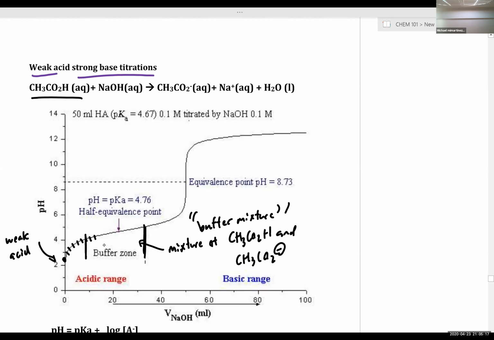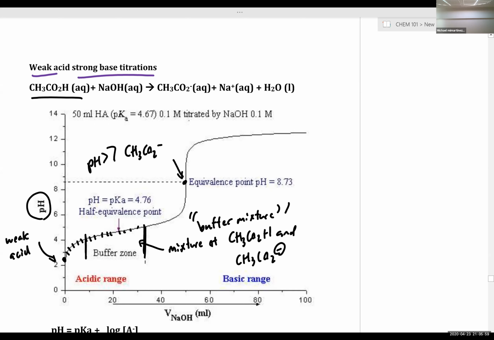Does everyone notice in this buffer region, is the pH changing a lot or a little? Is the pH changing substantially in this buffer zone? Or is the pH changing very slowly? So I see a lot of people typing that it's changing very slowly, and that's because we have this buffer solution that's resisting changes in pH. Eventually, we approach the equivalence point, and at the equivalence point, we have some acetate in solution, so our pH will be greater than 7.